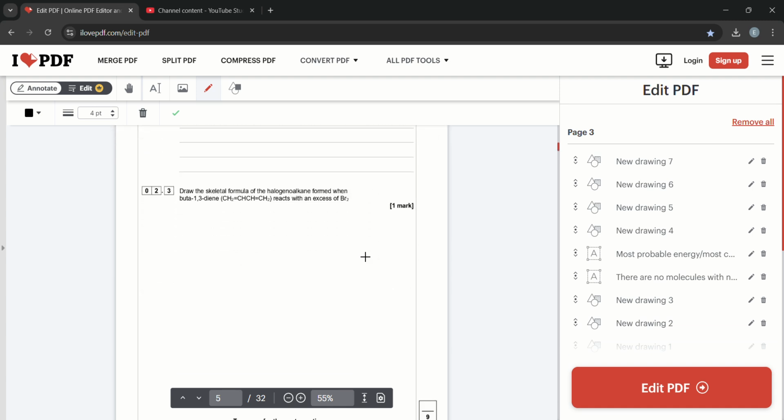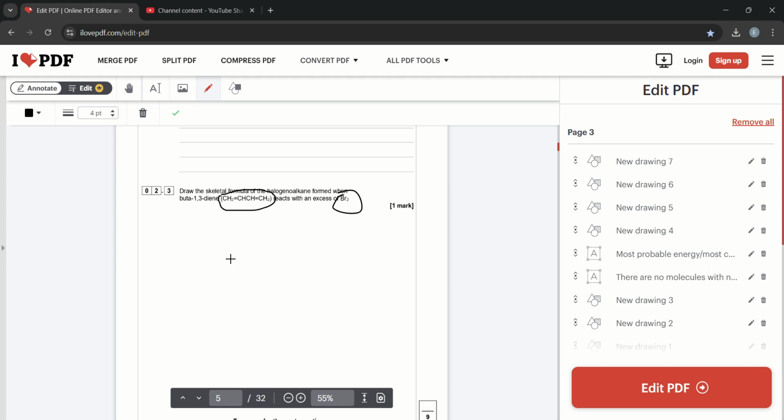And then 2.3, draw the skeletal formula of the halogenoalkane formed when buta-1,3-diene reacts with an excess of Br2. I don't like these questions at all, and it wants a skeletal formula. But if we do CH2, CH2, what's going to happen? Well, how many carbons are we working with? 1, 2, 3, 4 carbons.